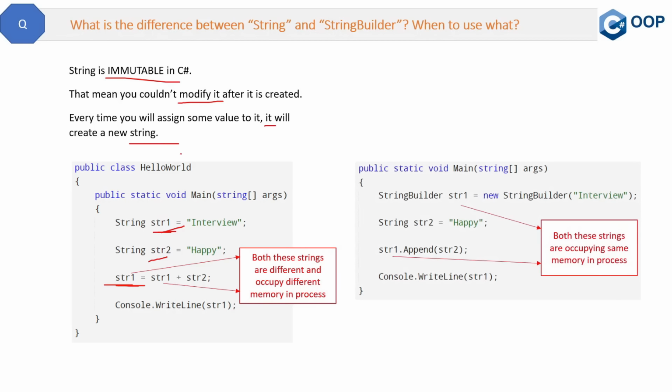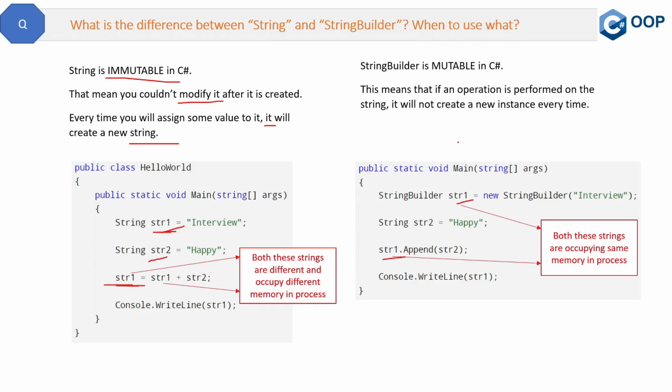Now let's try to understand StringBuilder. Here we are also appending the same strings, but this time with the help of a StringBuilder. Here str1 is a StringBuilder, and then you append like this, and that will remain the same in the memory, only the value will be changed. So with the StringBuilder you can modify the value of the same string. So that is the difference.